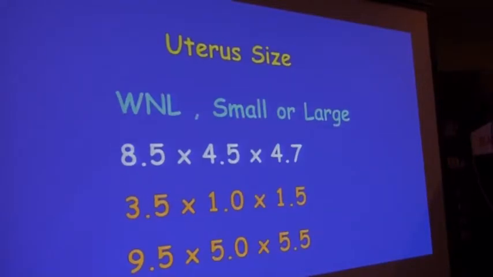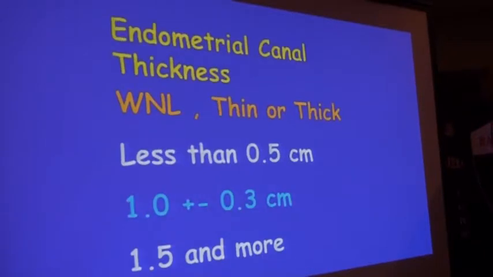Uterus size, 4.5 into 4.5, 4.7 is normal. Anything less than that, we are dealing with a small uterus. Anything more than that, we are dealing with a large uterus. The length depends on how many children she has. But an AP diameter more than 5 is something to worry about.